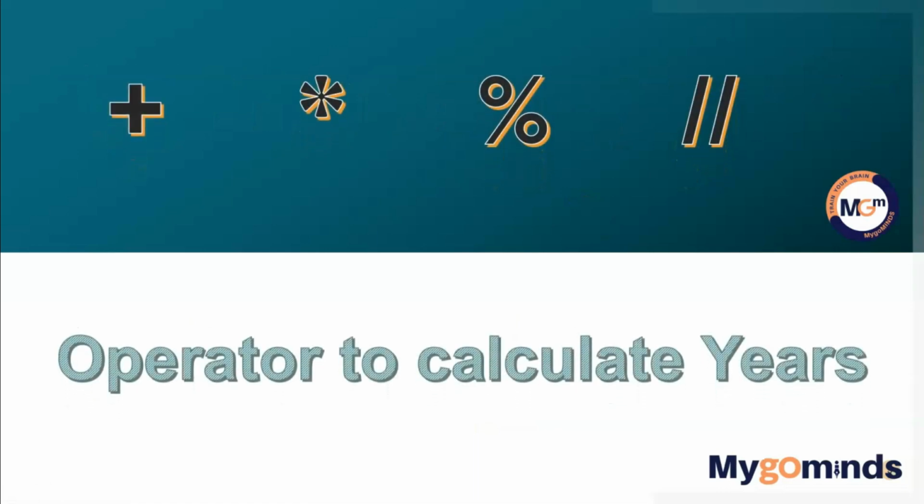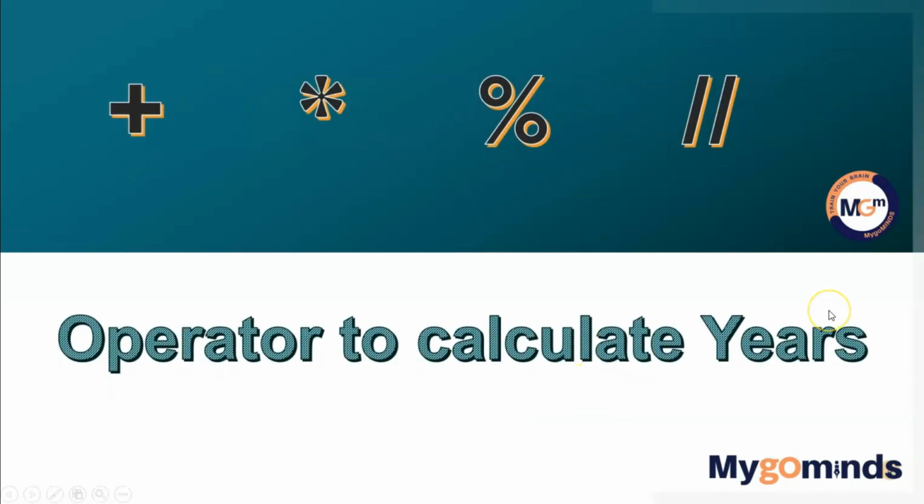So what about the operator where you can calculate the year? It is int division. If you don't know about the operators in Python, there is a video on operators in Python. Please do go and watch it, and then only you can understand what the int operator, modulus or division will be giving as an output.